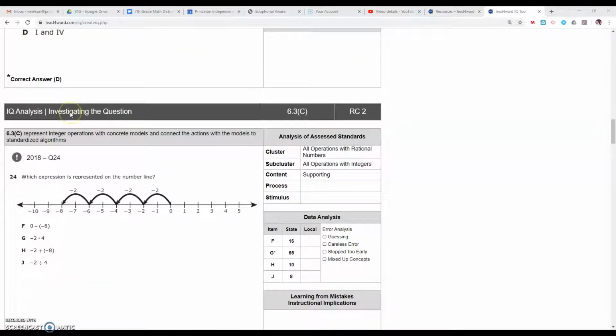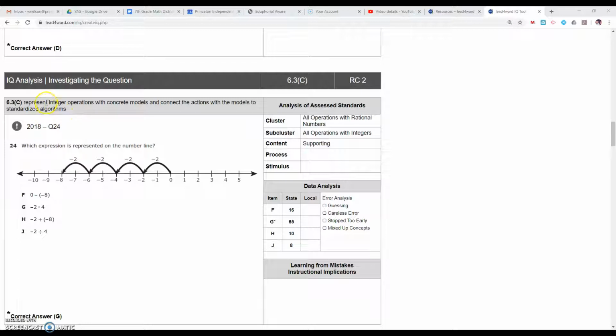So our next TEK is 3C. Represent integer operations with concrete models and connect the actions with models to standardized algorithms. This TEK we are going to be spending a lot of time on, and we have been told by the 7th grade teachers that their understanding of integers this year is significantly better than in the past because of the way we chose to introduce integers this year.